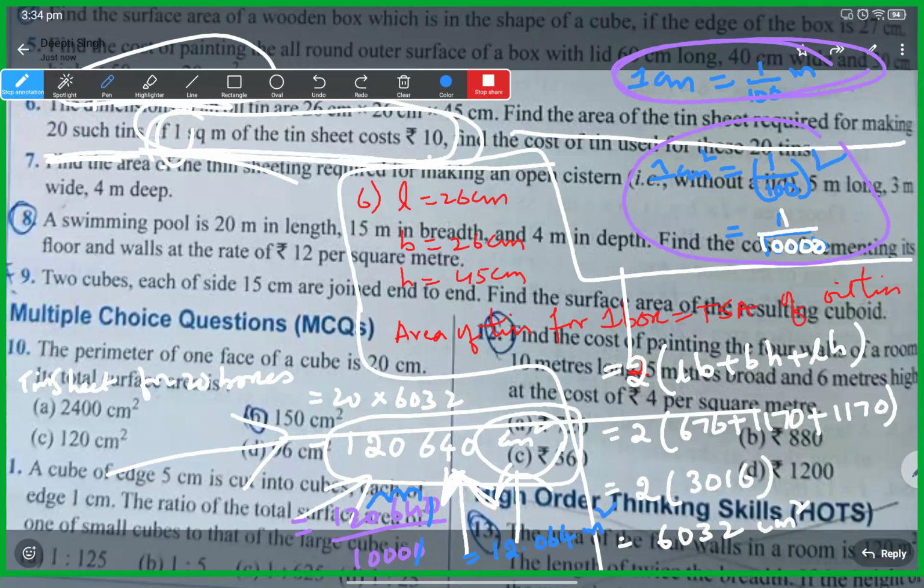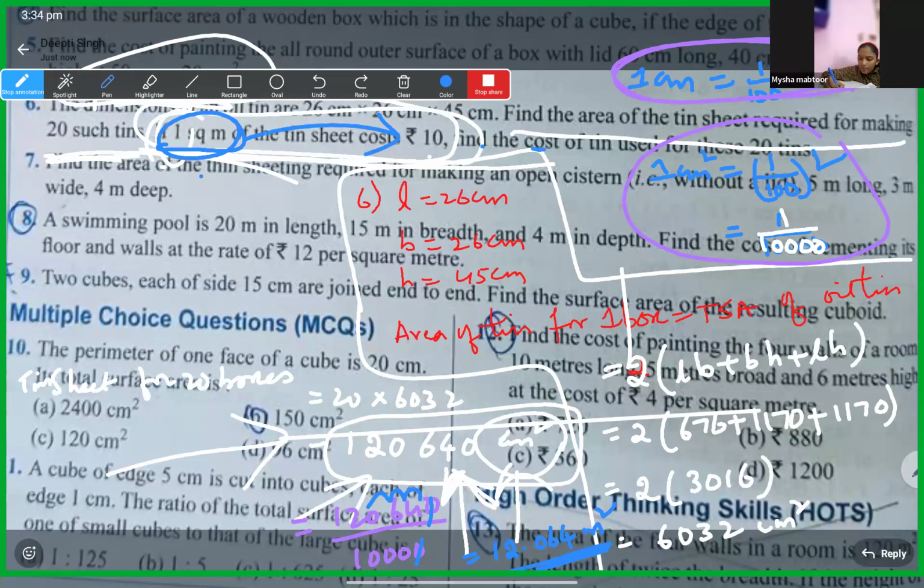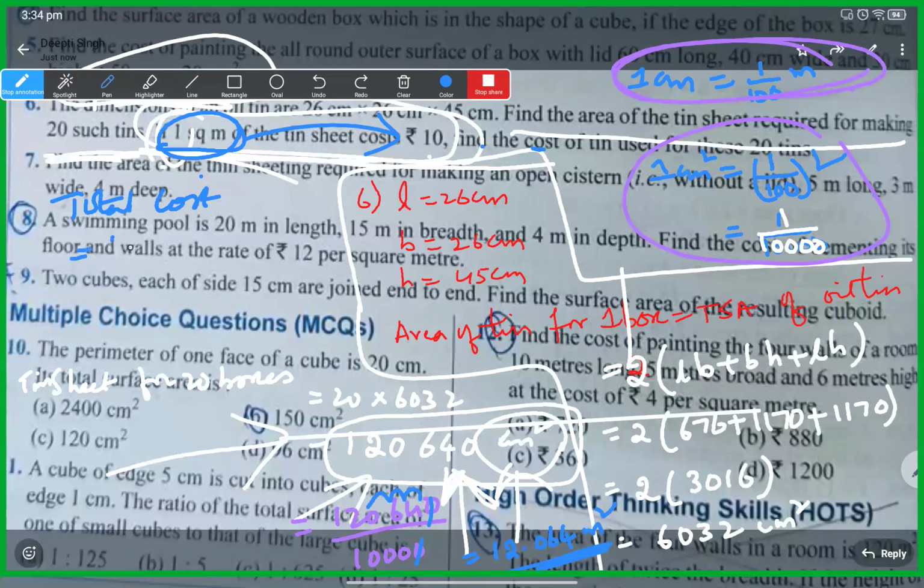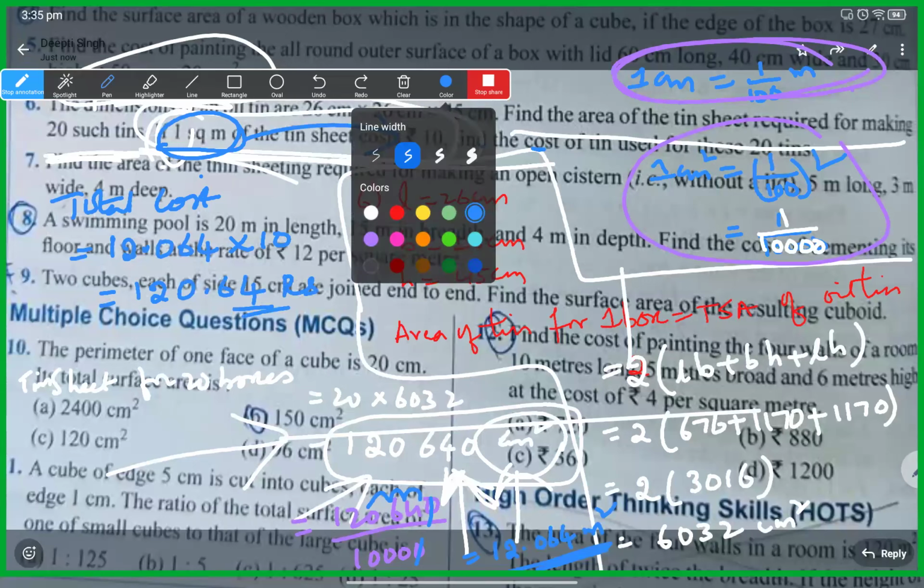The final step is this: the total sheet is in meter square. Now 1 square meter cost is 10 rupees. Like one ice cream is 5 rupees, 5 ice creams means 5 into 5. Like that, 12.064 into 10. Final total cost is equal to 12.064 into 10, which is 120.64 rupees. This time they gave rupees, so the answer is in rupees.